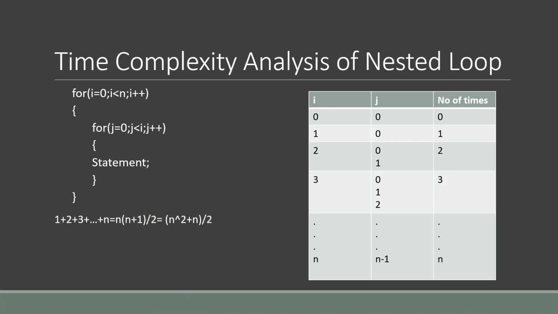So this makes the time complexity something like 1 plus 2 plus 3 up to n, which is n into n plus 1 by 2, which can also be expressed as n square plus n by 2. Now if the value of n is too big, then n is negligible with respect to n square. So the time complexity would be order of n square.